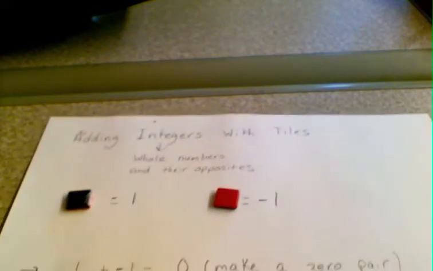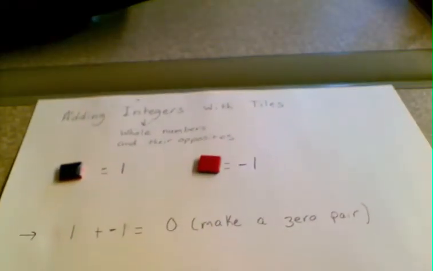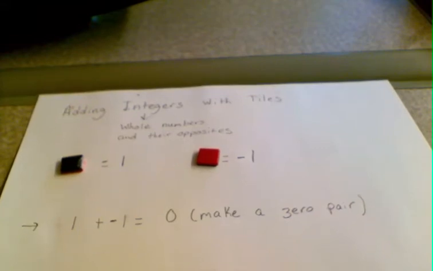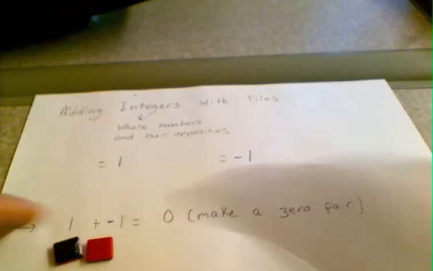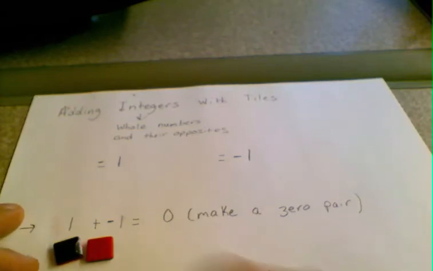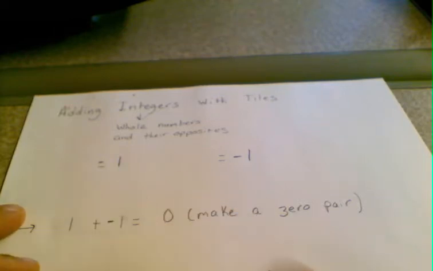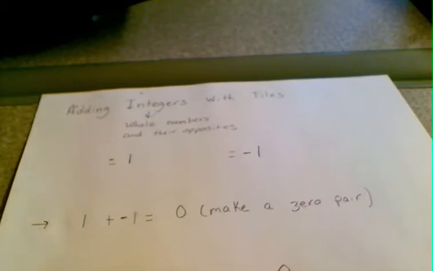All right, if we look right here, it's important that we also understand that 1 plus -1 makes 0, or makes what we call a zero pair, and here's what we're talking about. If I were to put these two tiles together, I have a positive and a negative. +1 plus -1 would make 0, what's called a zero pair. Okay? Again, if you need to pause and write that down, please do so.